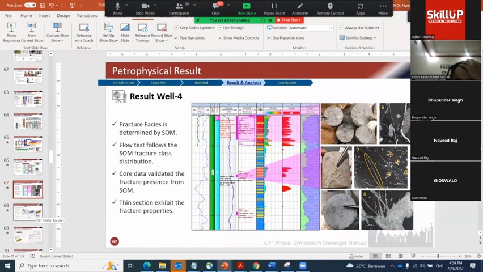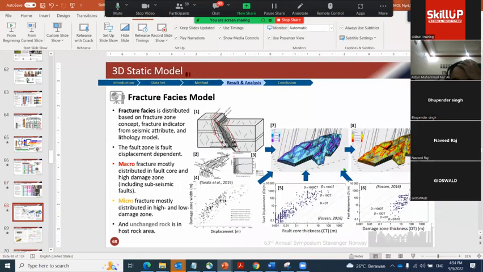What happened when we already had this rock type, we tried to distribute it spatially in 3D models. What we have to do, we combine the fault zone system with the facies together with the geomechanical properties until we distribute the facies of the fracture itself, or the rock class, in the spatial distribution. You can see the macro fracture in the red colors, the microfracture in the yellow colors, and the gray colors are the unchanged rock or the protolith.